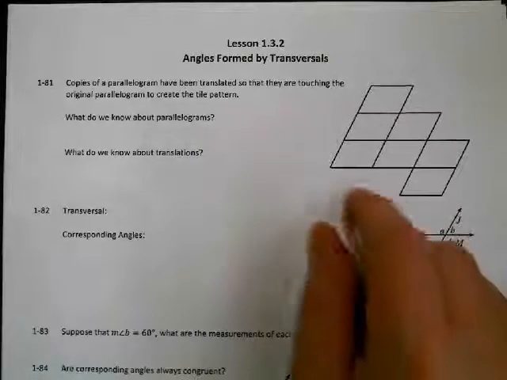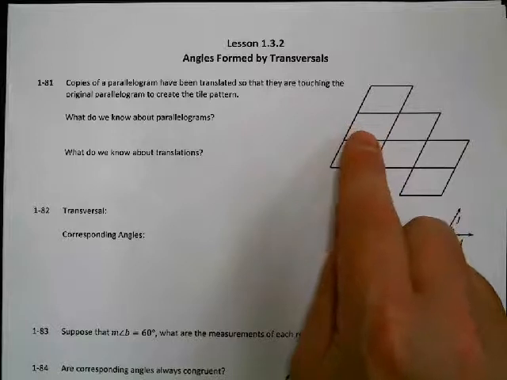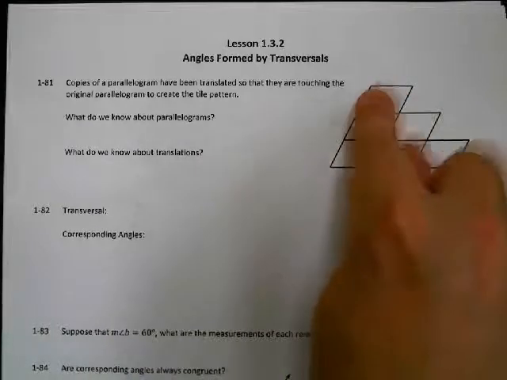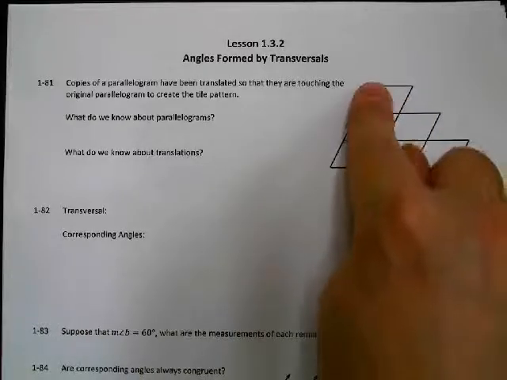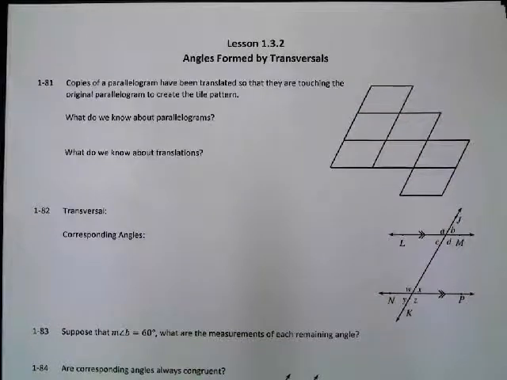All right, so we've got copies of a parallelogram that have been translated. Remember, translate is where you put your finger on it, and then you just move it left or right or up and down, or a combination of left and right or up and down. So it's a rigid motion. It's going to keep its shape each time.